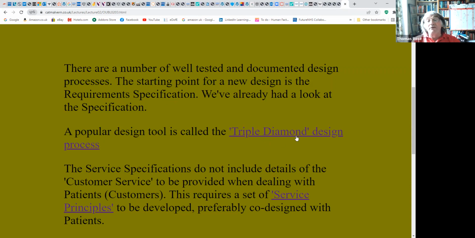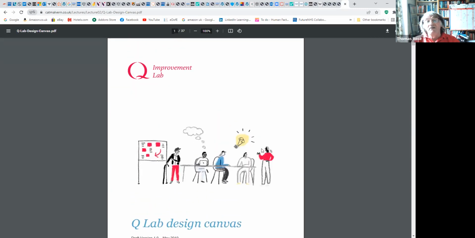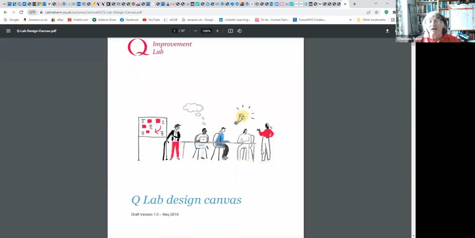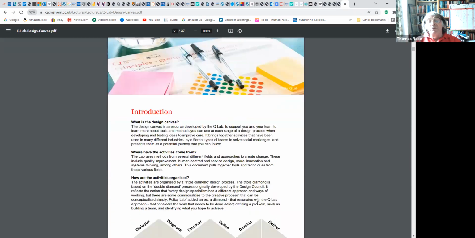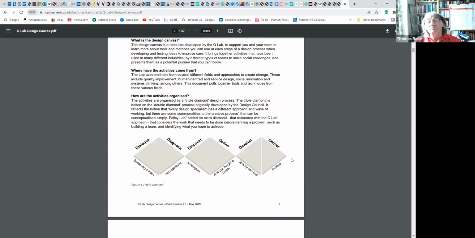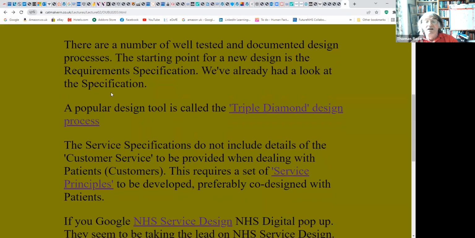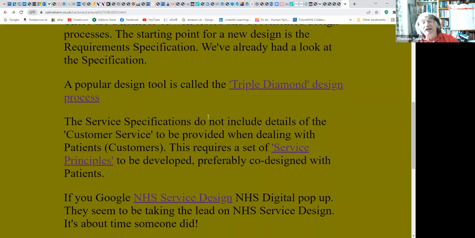A popular design tool now is the triple diamond process, and there's a document here that we produced via the first Q improvement lab, where we used this design tool to design the document that we finally produced, which was to do with service principles, and that's the interaction between the clinicians and the patients. And I go on to talk about it a little bit more here.